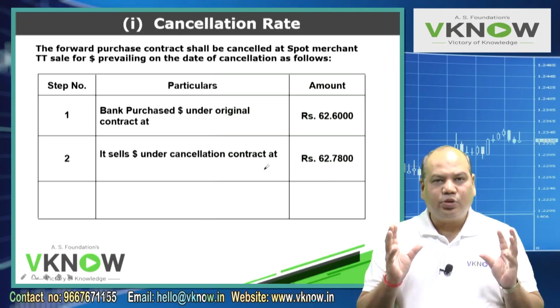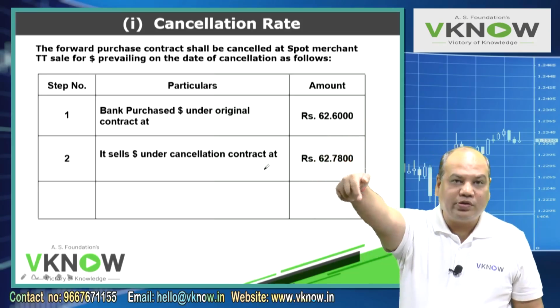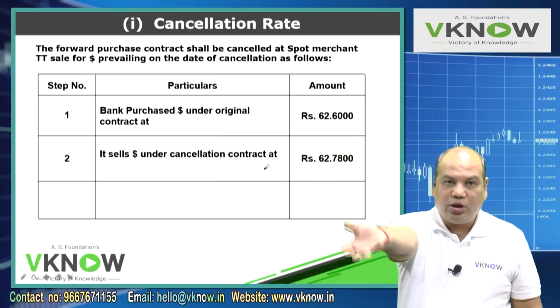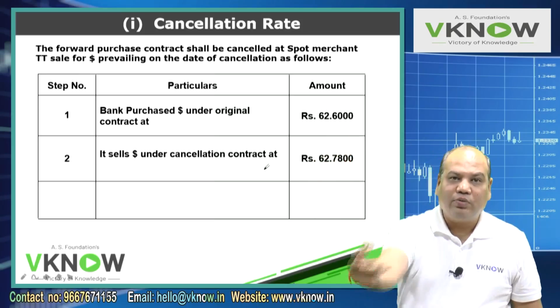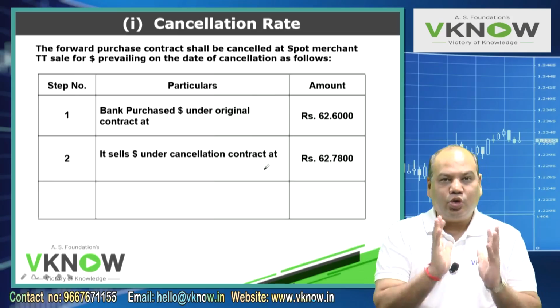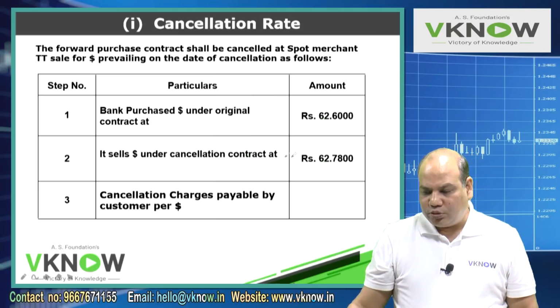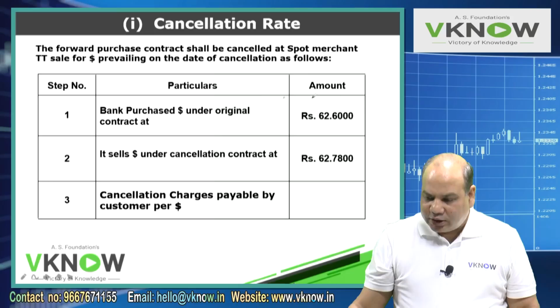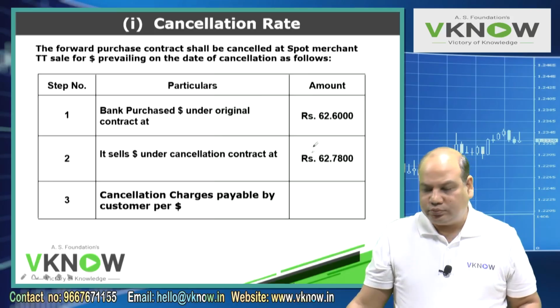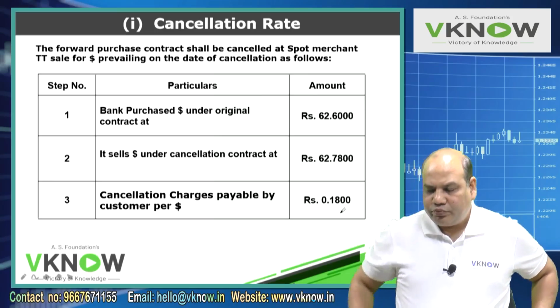Look at it from the exporter's side. The exporter had agreed to sell at 62.6000, but then to cancel he had to acquire dollar at a higher rate, 62.7800. So there is a loss for the exporter, because he will buy dollar at a higher rate than the rate at which he had sold. So how much is the cancellation charge payable by the customer per dollar?